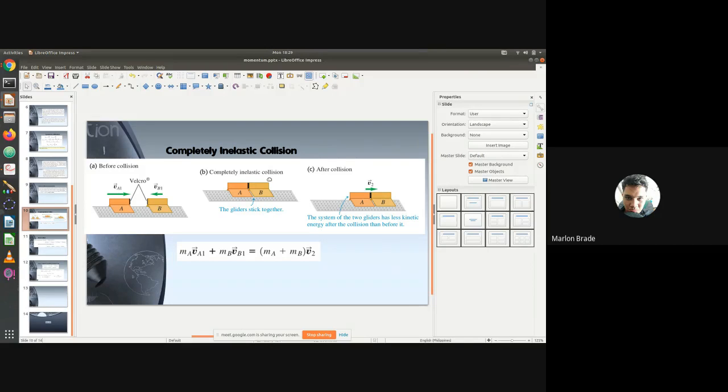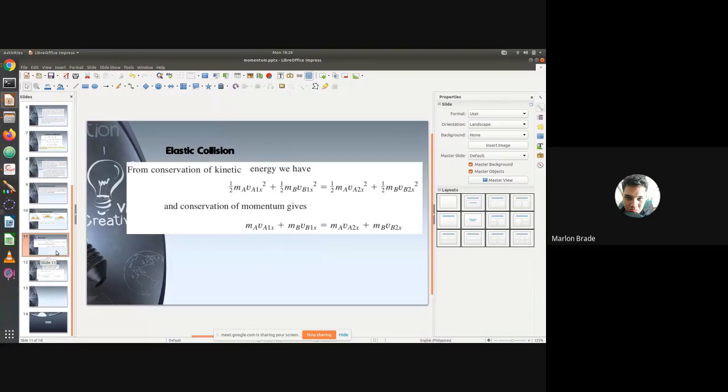In this case, by the conservation of momentum, MA VA1 plus MB VB1 is equal to MA plus MB, because after the collision the two objects A and B stick together, times V2.